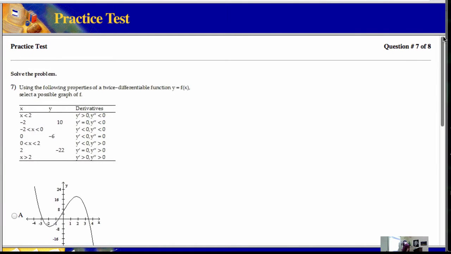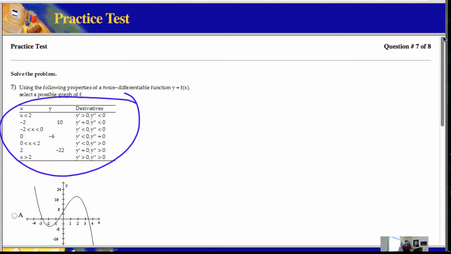Okay, this one was a tough one. I'm going to rewrite this. This is the first test, second test, right? And so first test is for f prime. And so what we want to do is look at f prime. So these are the critical points, 2, -2, 0, okay?